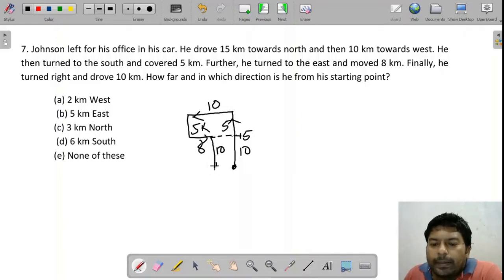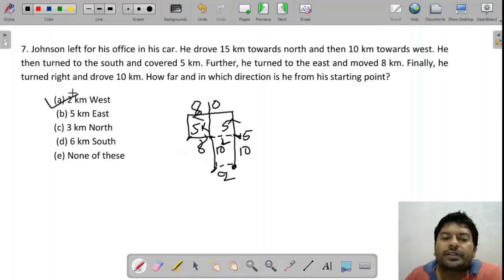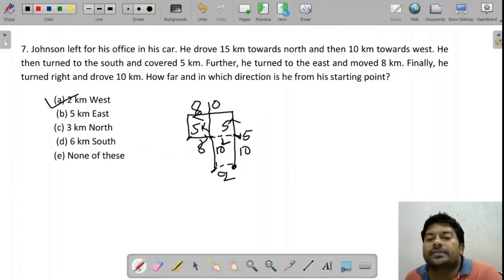So this is also 10. He is exactly parallel to this starting point, 10, and now the distance between this point and this point is 10, where the distance between this point is 8. So remaining is 2. Since this and this are parallel to the starting point and end point, the distance is 2 kilometers, and from here he is here. He has come back here. That means to his west, 2 kilometers to the west. So option number A is the correct answer for that question.